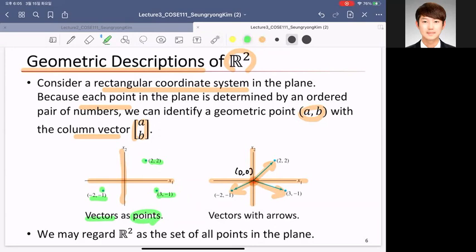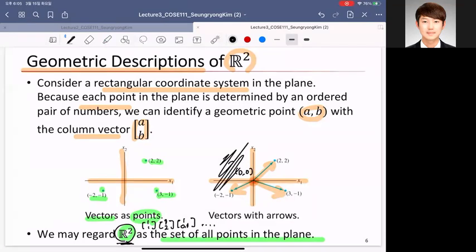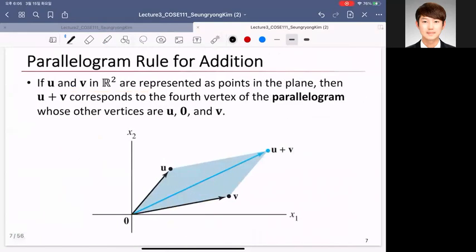Okay. We may regard R2 as the set of all points in the plane. In other words, R2 means the whole set of possible vectors having two entries, for example, (1, 1), (1, 2), or (1, 0), like this, and so on. So R2 may be the set of all possible points in the plane. Right? Very easy. 너무 쉽죠? 그럼 빨리빨리 넘어갈게요.